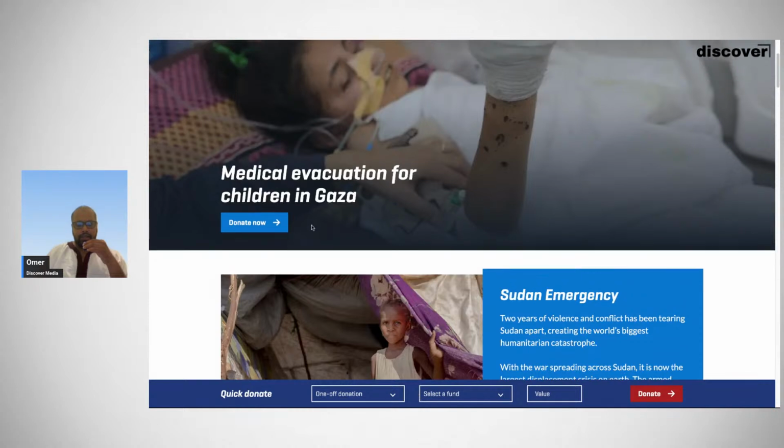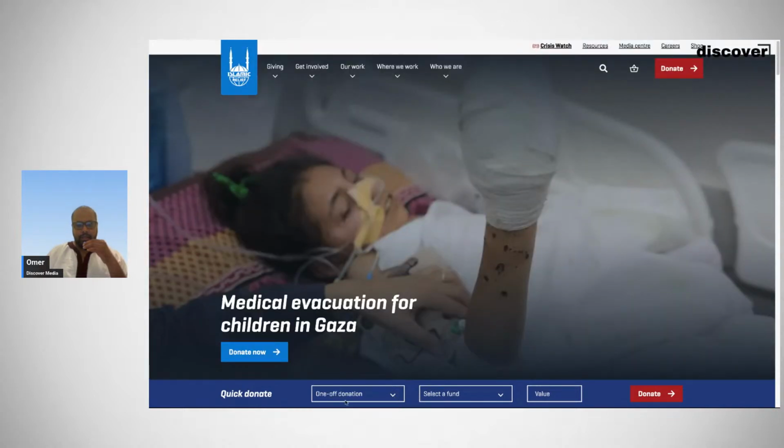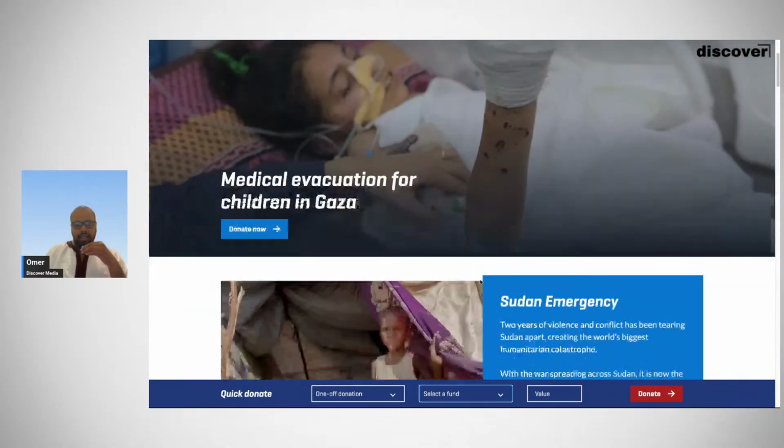Down here, straight away you can see, okay, so you can select where you want your fund to go. Is it one off? Is it regular? So we'll go for monthly. Okay, it changes. It's really good. It's interactive. It's user friendly.